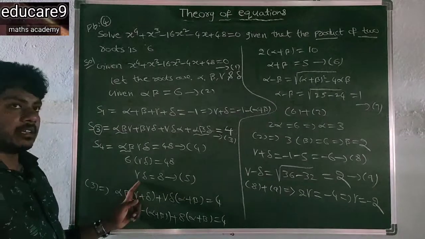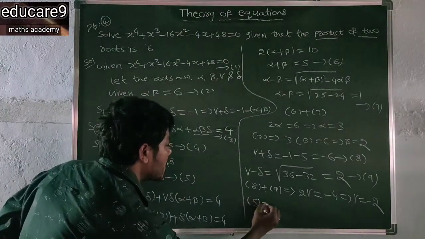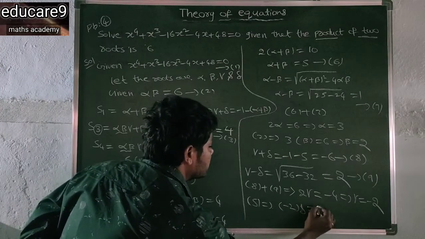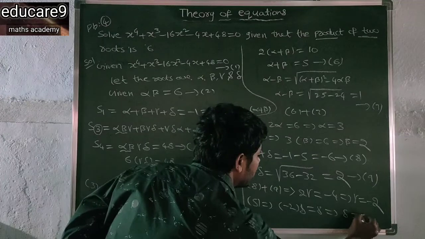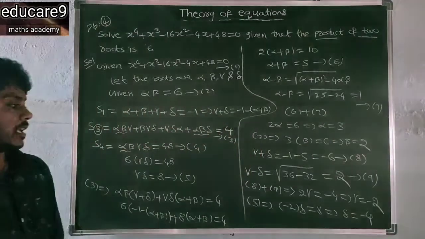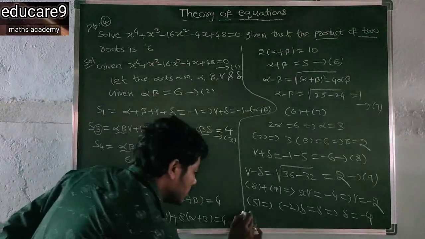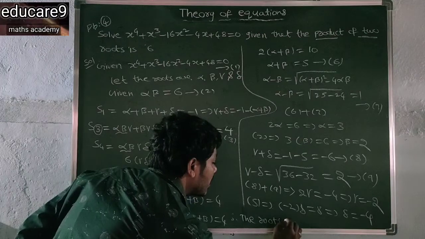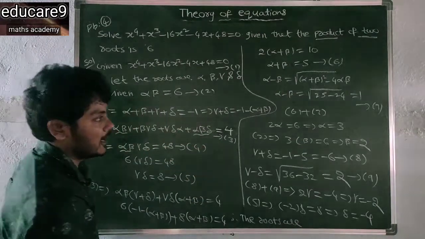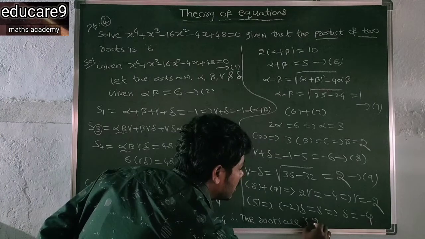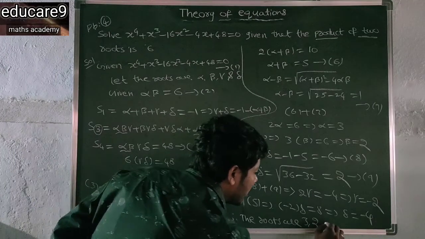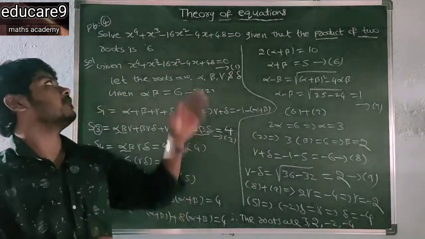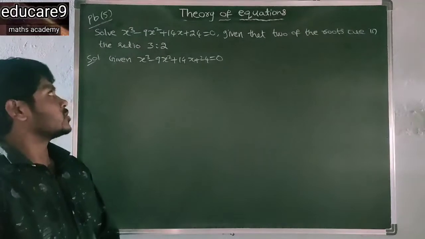So substitute gamma in equation 5. So minus 2 into delta is equals to 8. So what is delta value? Minus 4. Therefore, what are the roots? Therefore, the roots are alpha, what is alpha? 3 comma 2 comma gamma minus 2 comma minus 4. So these are the required roots of a polynomial. So see the next question.